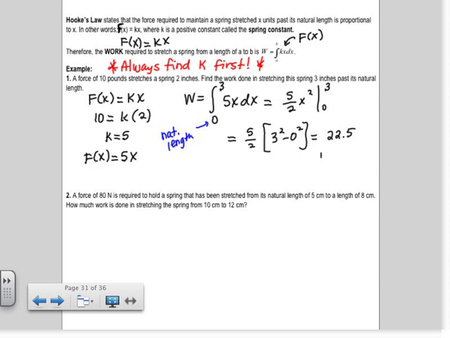Inch pounds, right? So you can leave it like that. Like I said, your book isn't very picky about that, just as long as you have the correct units. So if you wanted to switch it to foot pounds, which is more common, what would you do to convert? 12. 12 where? Top or bottom? Bottom, because inches are on top, so you need 12 inches on the bottom, 1 foot on the top. So that would be 1.875 foot-pounds.